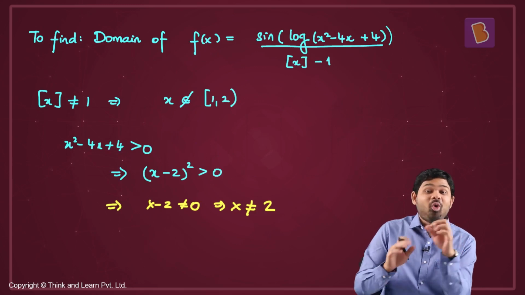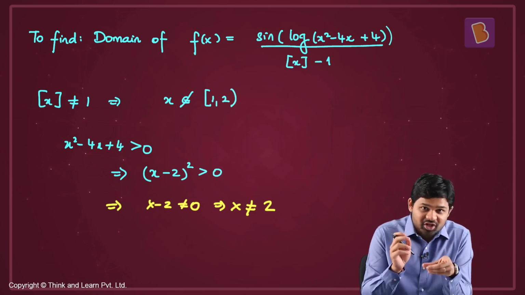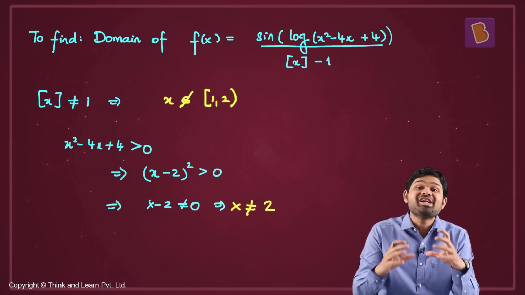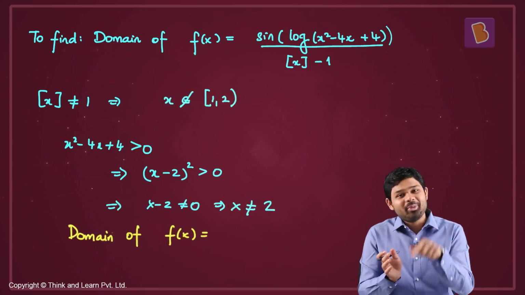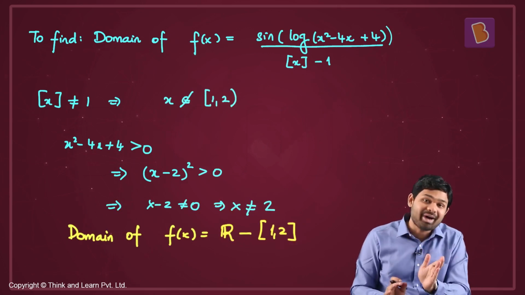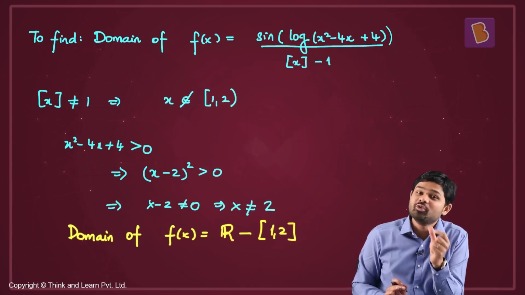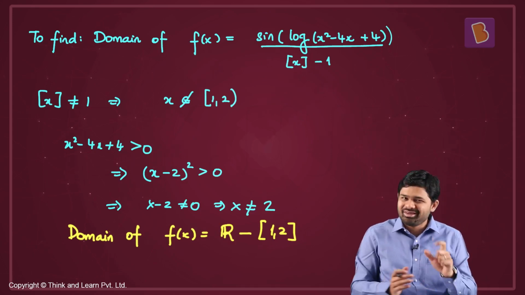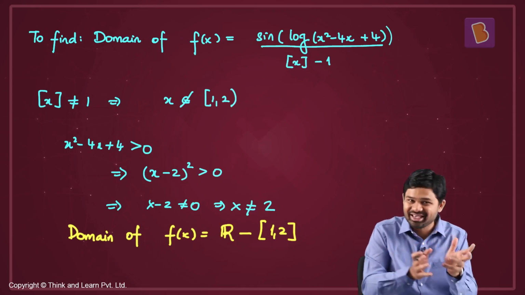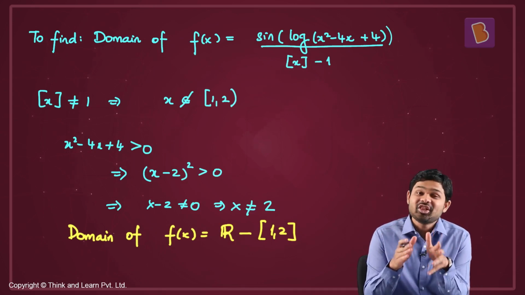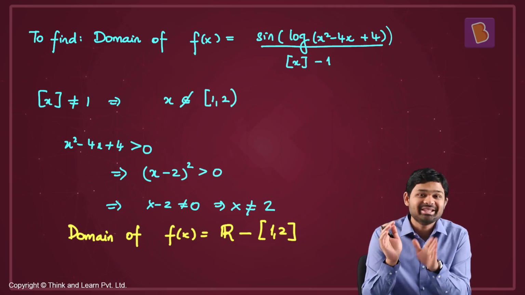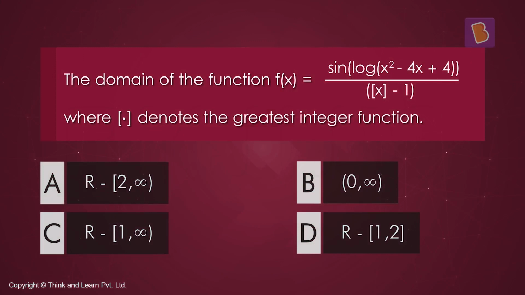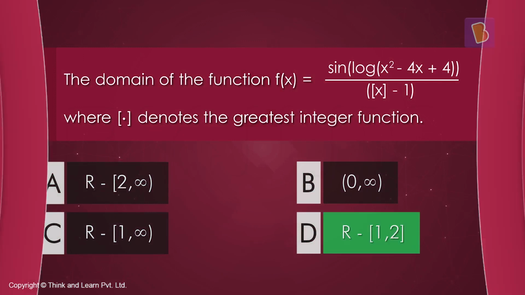So now, what are the values which you cannot input into this function? You cannot input any value between 1 and 2, now both 1 and 2 included. So the domain of this function is the set of all real numbers minus the interval 1 to 2 with both 1 and 2 included as the excluded values. A little bit of wordplay there, included as the excluded values. But this is the domain of this function, R minus the interval 1 to 2, 1 and 2 both included.